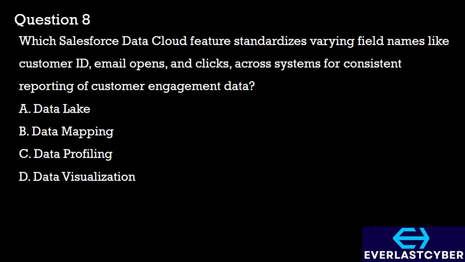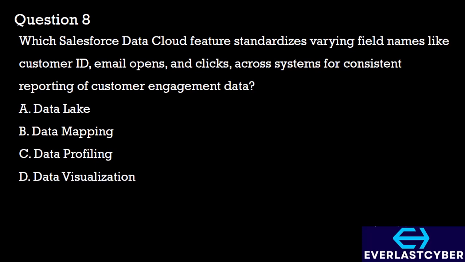Data lake is a centralized repository for storing large amounts of raw data, but it does not standardize field names. Data mapping allows the team to standardize and align field names from different systems, thus ensuring consistency in reporting and analysis. Data profiling helps analyze data quality, but it does not standardize field names, while data visualization is used for creating charts and reports, but not for field standardization.